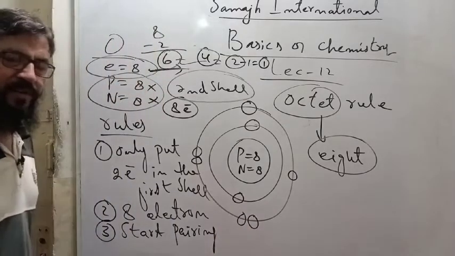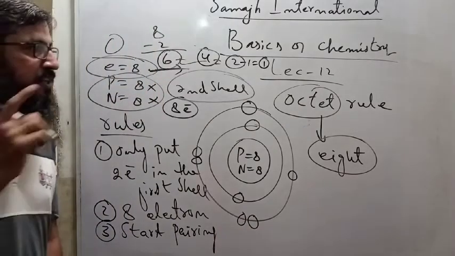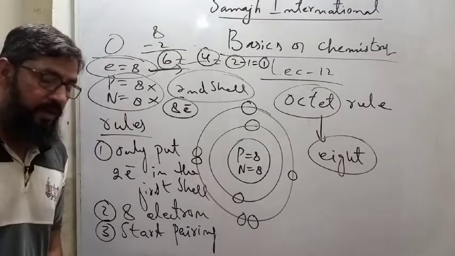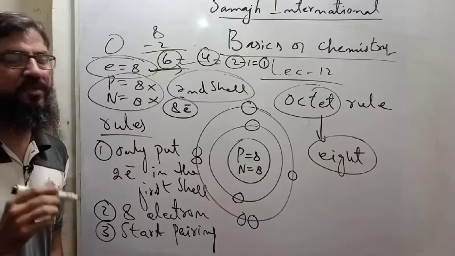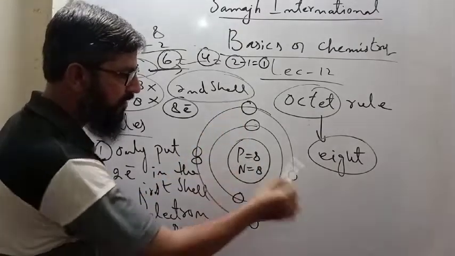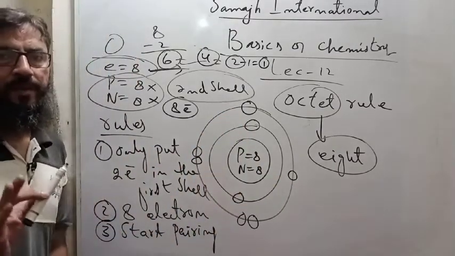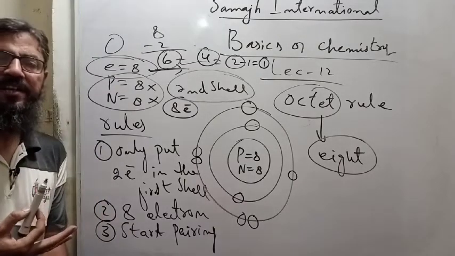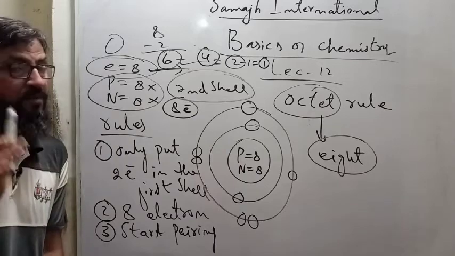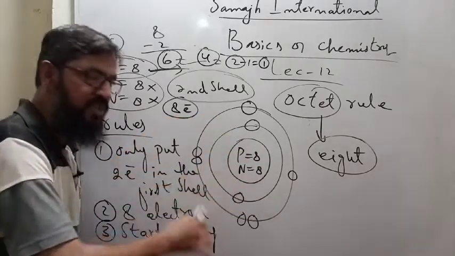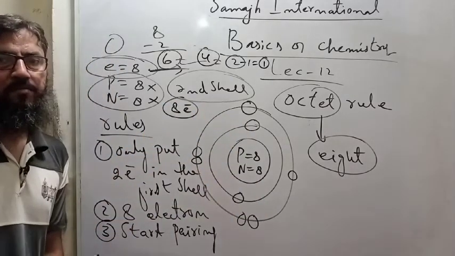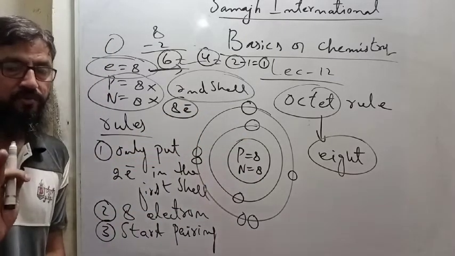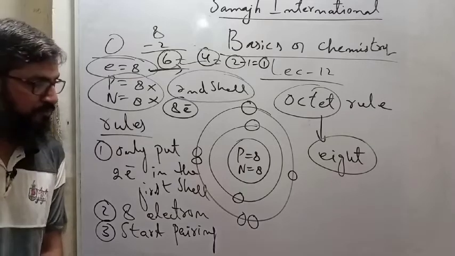In simple wording, you will have to start pairing in this octet rule after placing these top, bottom, left, right electrons. Without these 4 electrons, before placing these 4 electrons, you can never pair up electrons. Be careful about it.